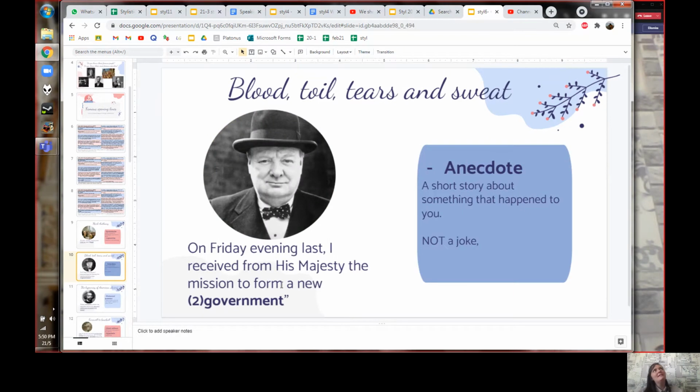Churchill: "On Friday evening last, His Majesty asked me to form a new government." He's telling a short story about himself to begin the speech. Now, this is called an anecdote in English. I know in Russian anecdote means joke, but in English it doesn't. It just means like a short story about something that's happened.